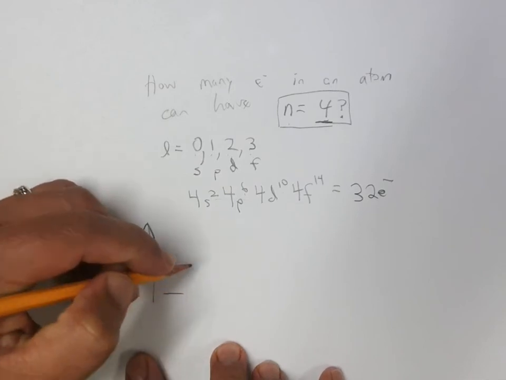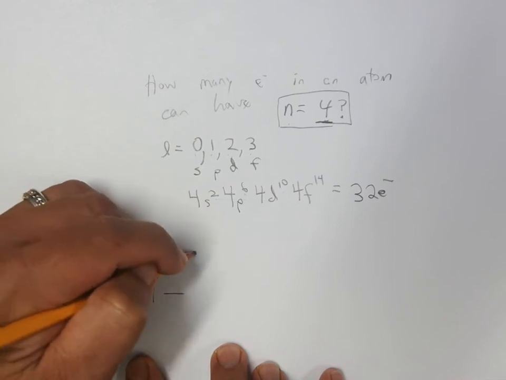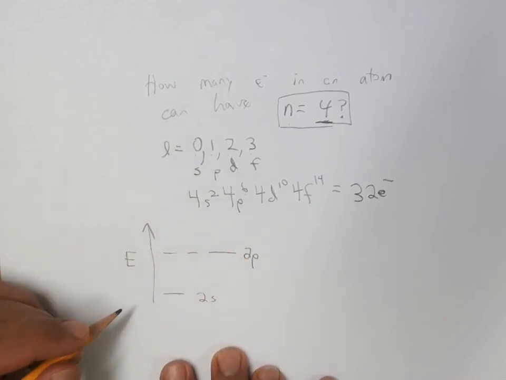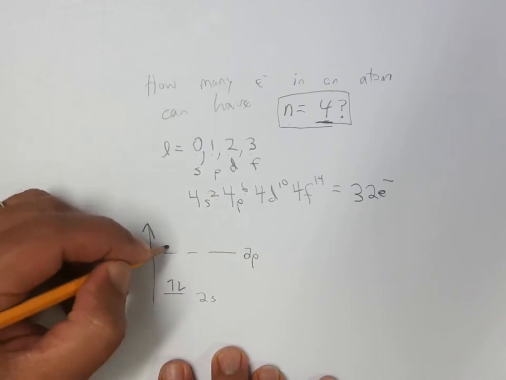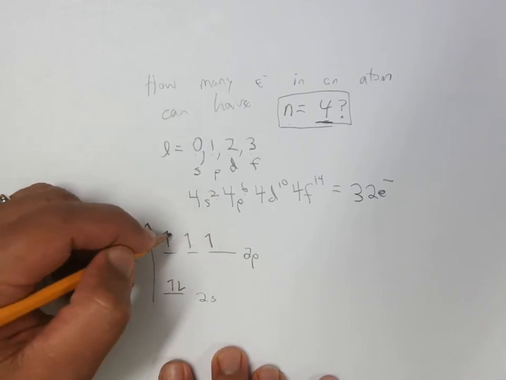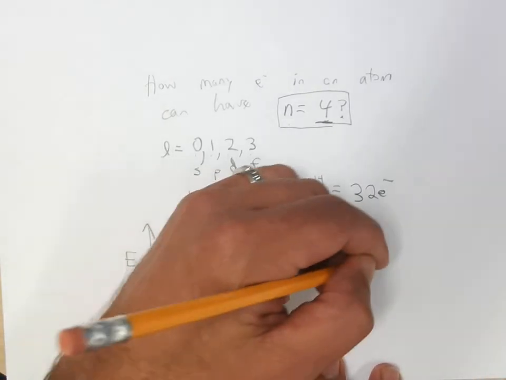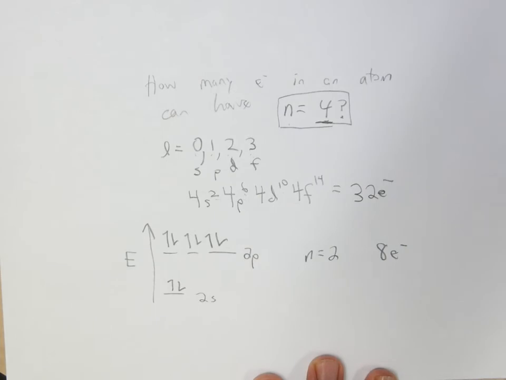So if I'm looking at the n equals 2 energy level, I know there's the 2s and the 2p sublevels. I can put 2 electrons in the 2s and I could put 6 in the 2p, so for n equals 2, there's room for 8 electrons.